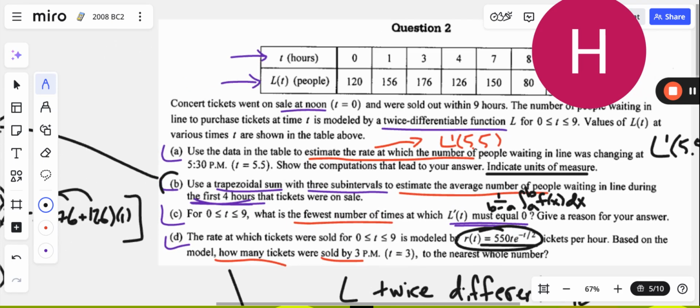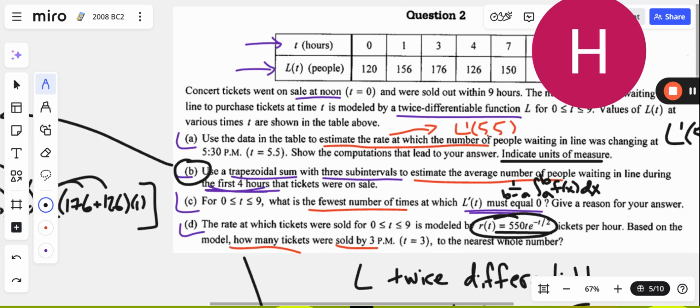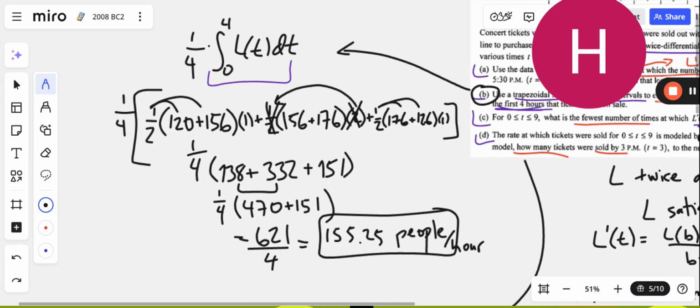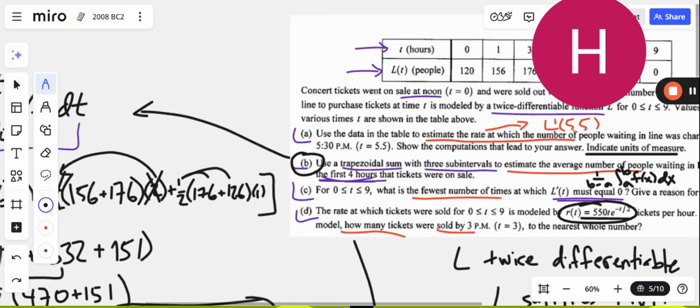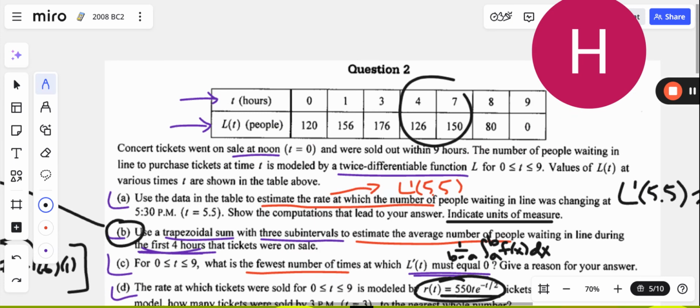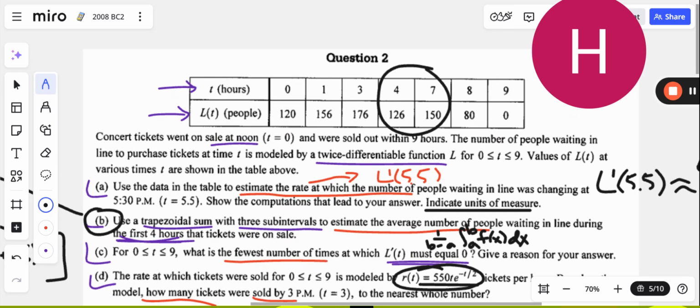Another main pitfall, part B, make sure you're reading the question fully. It says estimate the average value of people, the average number of people, not just to find the integral. So if you just found the integral and then didn't divide by 4, which is a very easy thing to do computationally, you're going to miss a point just because you didn't divide by 4. That's kind of bad. Additionally, when we estimate rates, we're just taking the average slope, and that's kind of the best we can do because we don't have precise information.